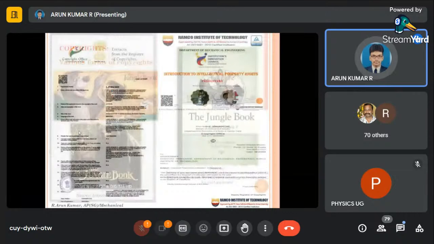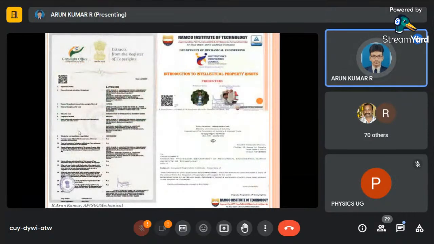And one such example is the presentation which I'm presenting now. And you can see the presentation which I'm presenting now, it is being protected under copyright. And here you can see the copyright certificate, and towards right you can see the slide which is being signed by the deputy registrar of copyright, and at the bottom you can see the acknowledgement letter.